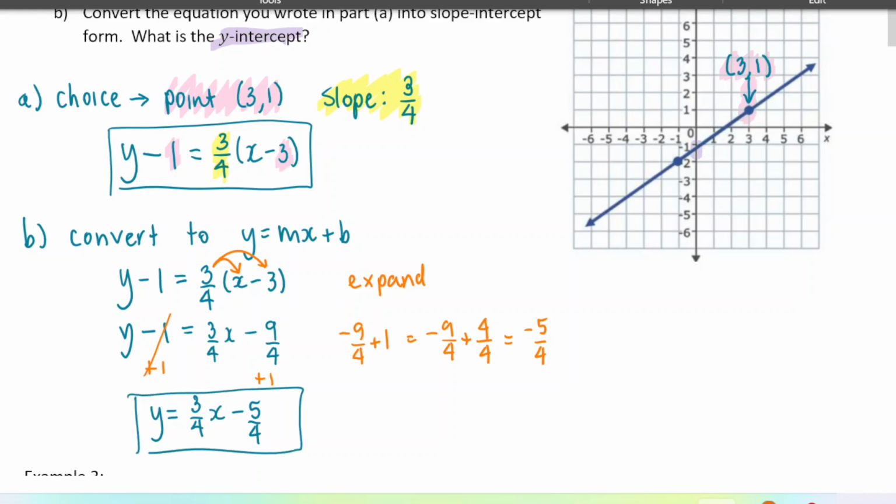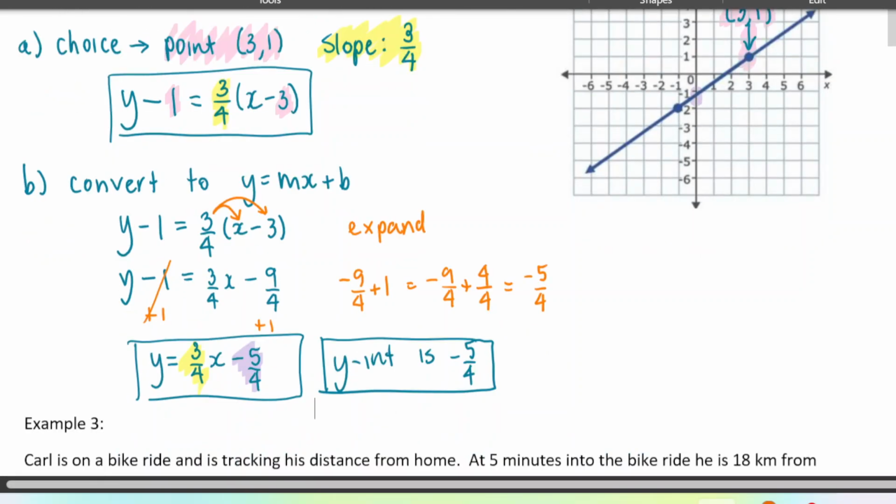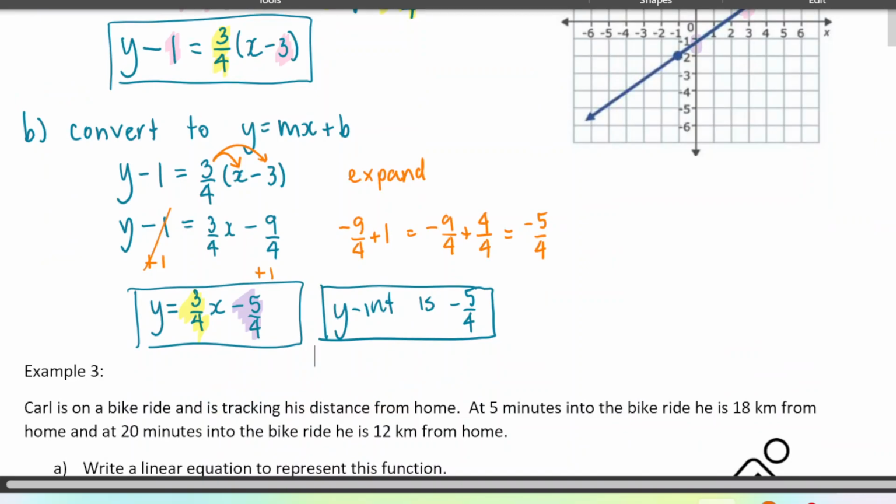This is the equation in slope-intercept form. And notice the slope didn't change, but here I can read off the y-intercept, -5 over 4. So the y-intercept is -5 over 4. That's the other part of the answer. Okay, great. So you can convert back and forth between different equation types in this way.